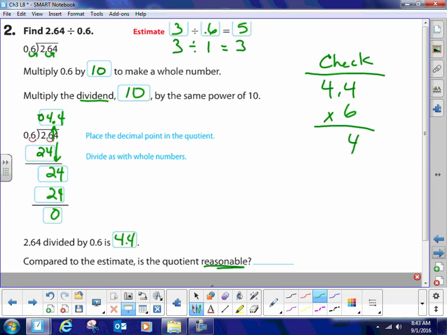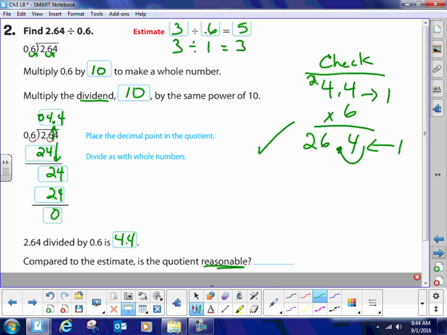4, carry the 1. Oh, 2. Sorry, that's 26. I got 1. Got to give it 1. And look, check. That's how you check your answer. Okay? Because now 26.4 was our dividend. Excellent. Okay? That's how I do it.